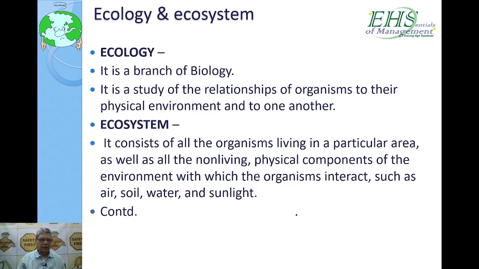Now what is an ecosystem? It consists of all organisms living in a particular area. There are delimitations of the area due to different factors. So there is a particular area and there are n number of different organisms living in that area. There are non-living things in that area, there are physical components of the environment of that area, and the organism living in that particular area again interacts with the non-living, with the physical components and with the other organisms. The physical components of the environment are such as air, soil, water and sunlight. So ecosystems are a part of ecology, right?